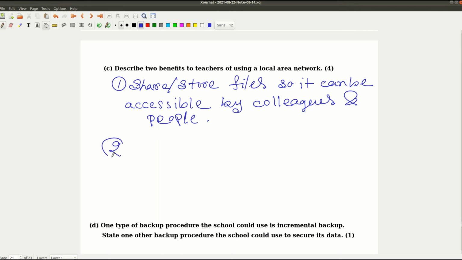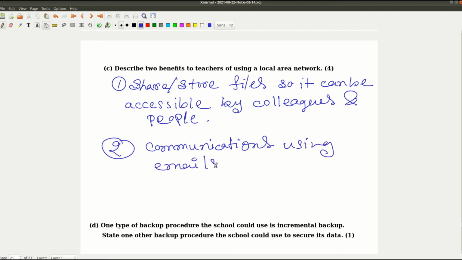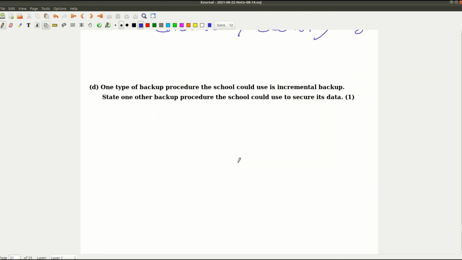Okay, number two is communication using email can be easier. Or also it provides security. Okay, so move to the next question.